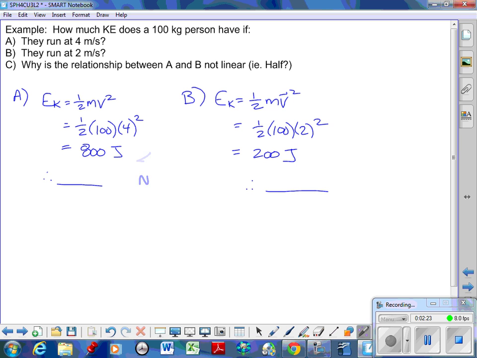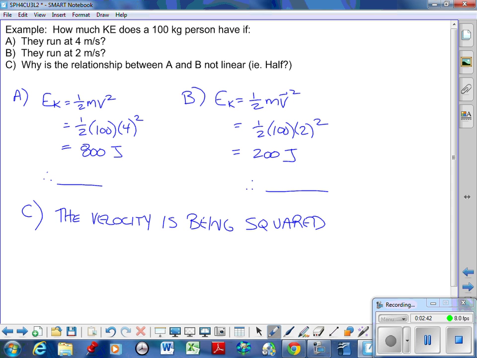So C part is, why is the relationship between A and B not linear? All right. The velocity is being squared. That is the reason right there. So if it's being squared, if you think way back to 2p, this is nonlinear. It's actually a parabolic or quadratic relationship.